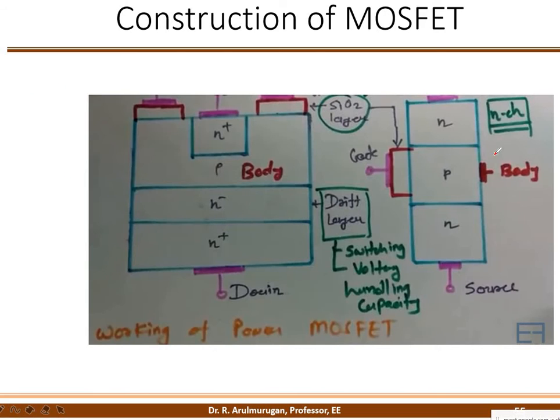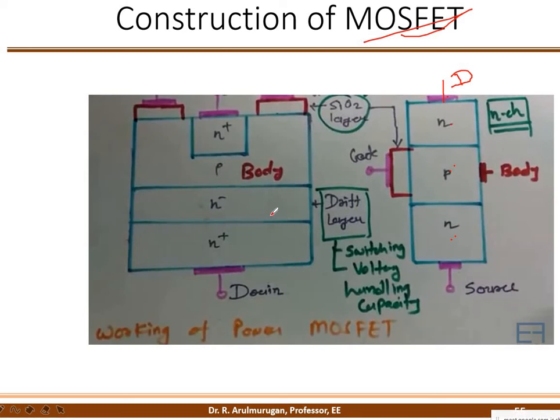I will explain the MOSFET construction first. It is an NPN structure. Here is a source, here is a drain. The body is nothing but the source only. Here is a P region, which is attached to the gate, not directly, but through an SiO2 layer attached to the gate terminal.